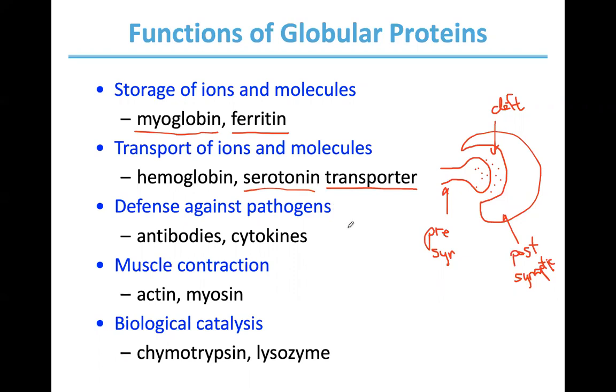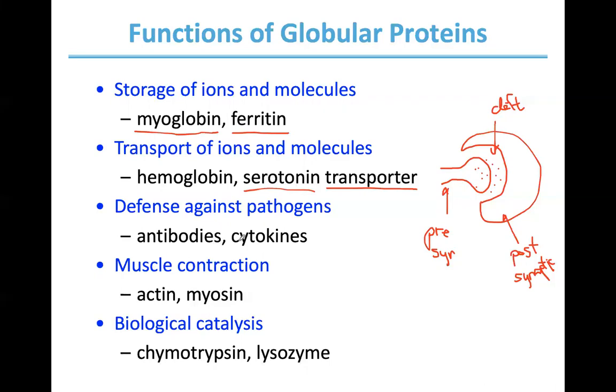Right, so basically there are transporters for all the neurotransmitters, right? Acetylcholine, dopamine, GABA, aminobutyric acid, and so forth. All right, so let's quickly move to defense against pathogens.